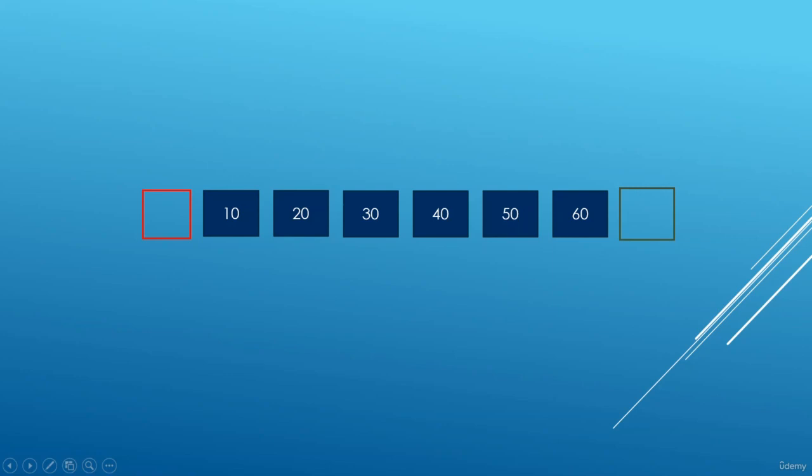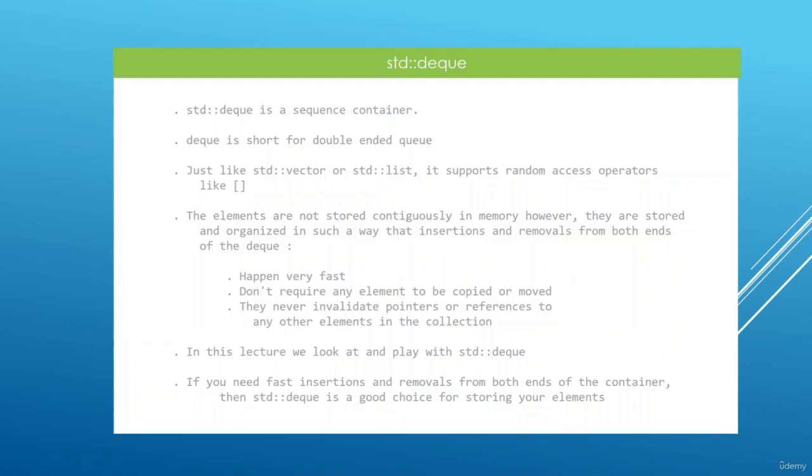So if you need to do more of these kinds of operations, Deque is going to be a really good choice. The name itself is short for double-ended queue, and what this means is that you can do easy manipulations from both ends of the container. This container supports random access iterators, so we can use the square bracket syntax to access data much more easily. The elements are not stored contiguously in memory, but they are stored and organized in such a way that insertions and removals from both ends satisfy these requirements we have here. So these manipulations happen very fast.